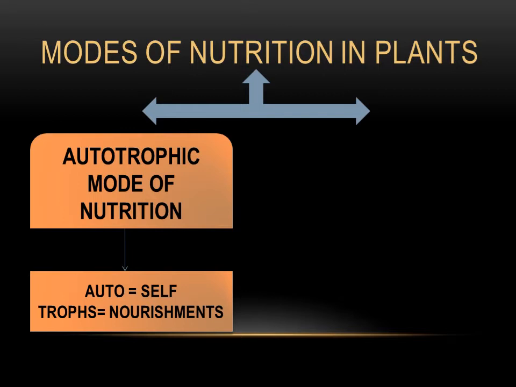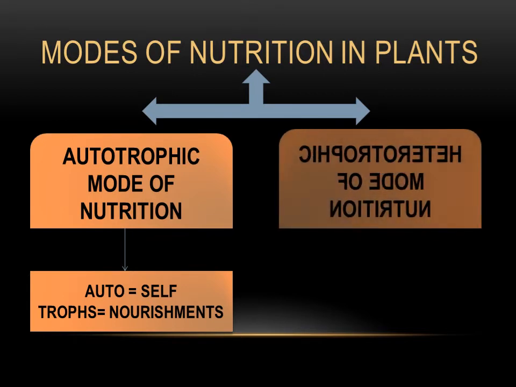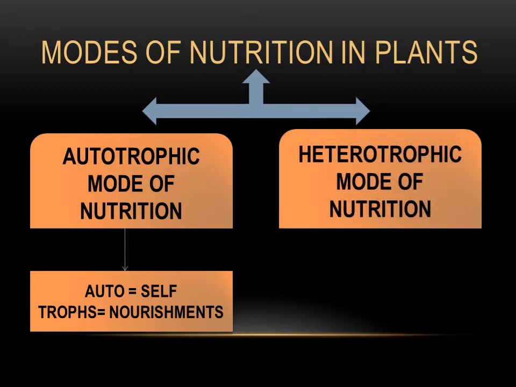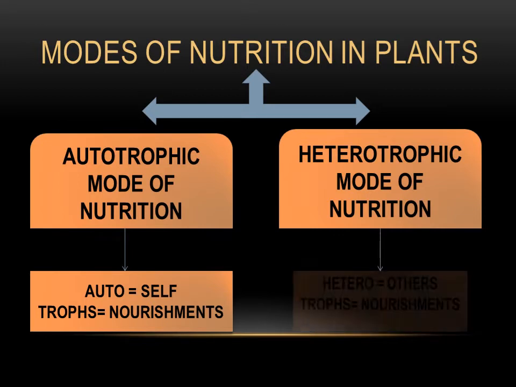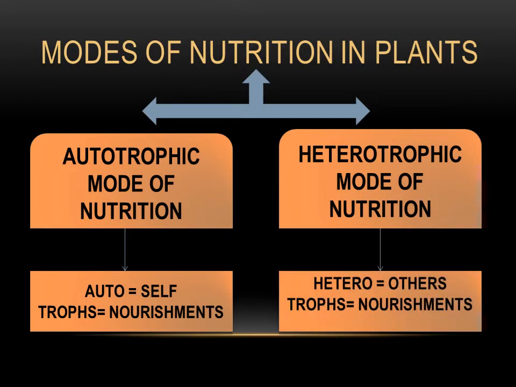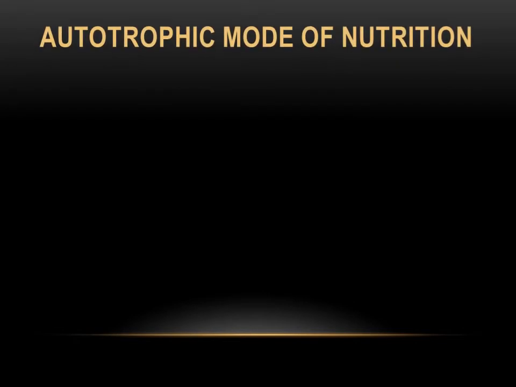The next mode of nutrition is called the heterotrophic mode of nutrition. Animals and most other organisms take in ready-made food prepared by plants, and so they are called heterotrophs. Hetero means others and trophos means nourishment. Let us see in detail about the autotrophic mode of nutrition.